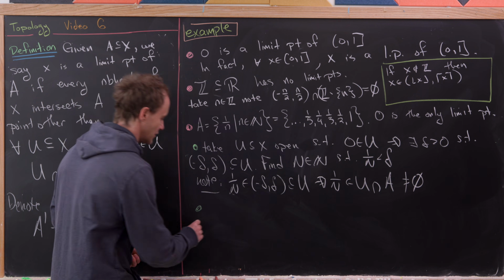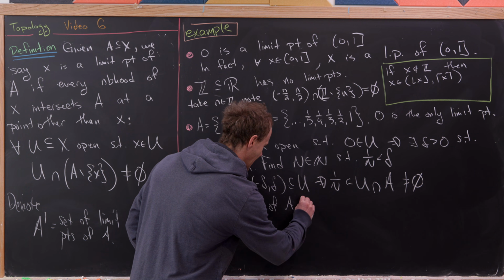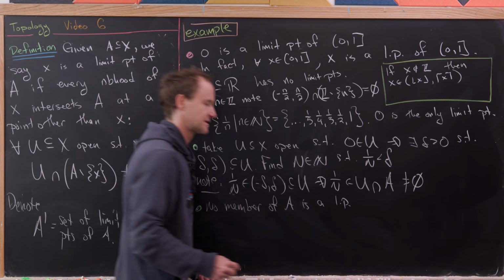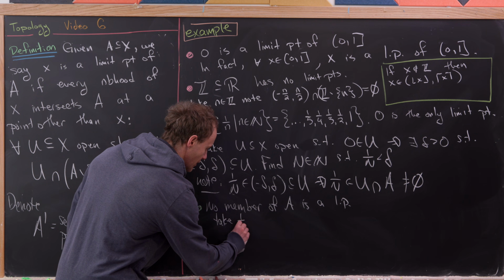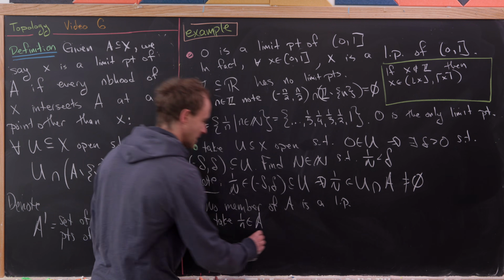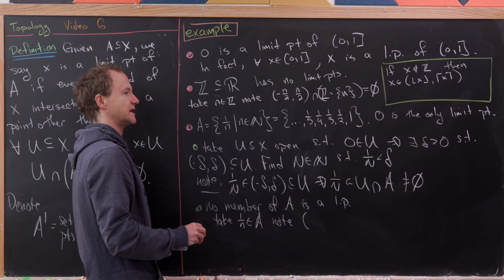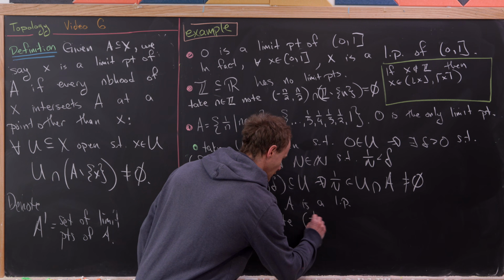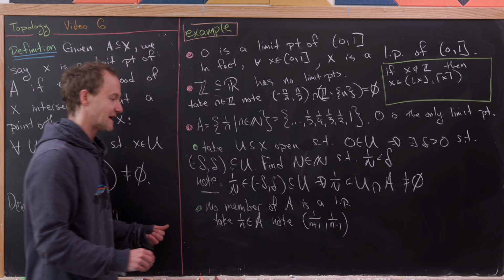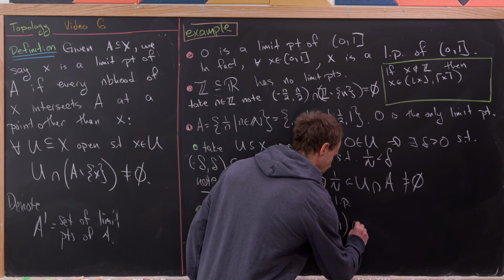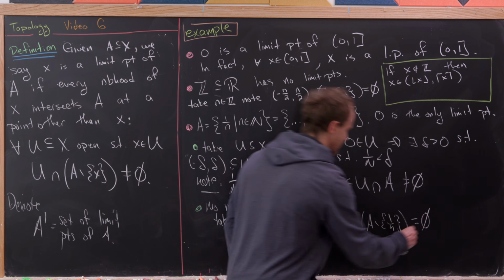So maybe what else we have to prove is that no member of A is a limit point. And so to do that, what we'll do is take 1 over n inside of A, and let's note that the following open interval is an open neighborhood of 1 over n, and that's 1 over n minus 1 to 1 over n plus 1. So again, that's a neighborhood of 1 over n. But then when we intersect that with A minus 1 over n, we get the empty set.